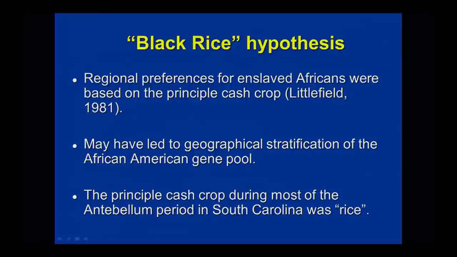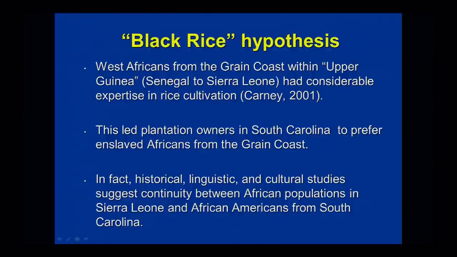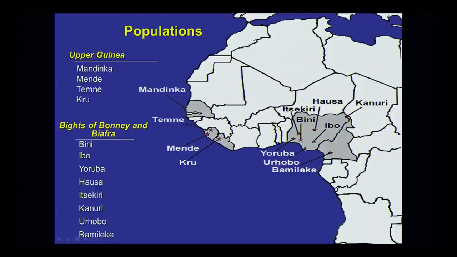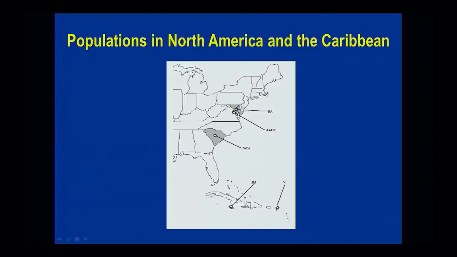So in South Carolina, the principal crop in the antebellum period was rice. And we know that the Grain Coast West Africans had considerable expertise in rice cultivation. So many historians believe that the plantation owners in South Carolina preferred enslaved Africans from the Grain Coast. And so this would be this area here, Senegal, Liberia, Sierra Leone. This is what some call the Upper Guinea Coast. We had paternal lineage data from those populations. We compared them to other African populations.